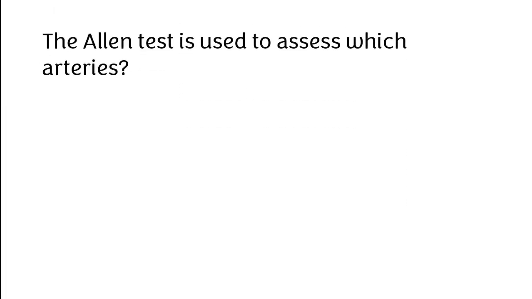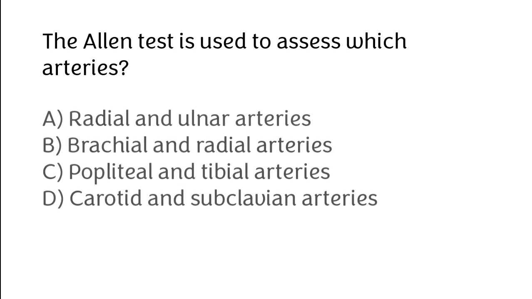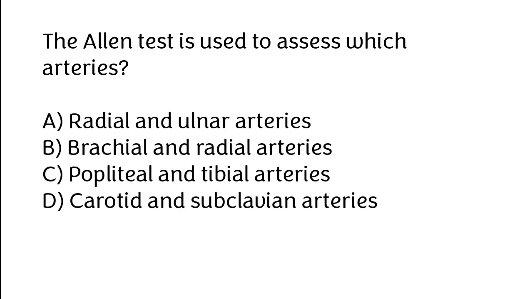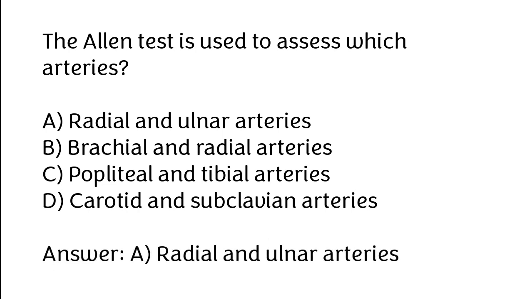The Allen test is used to assess which arteries? Radial and ulnar arteries, brachial and radial arteries, popliteal and tibial arteries, carotid and subclavian arteries. The correct answer is option A, radial and ulnar arteries.